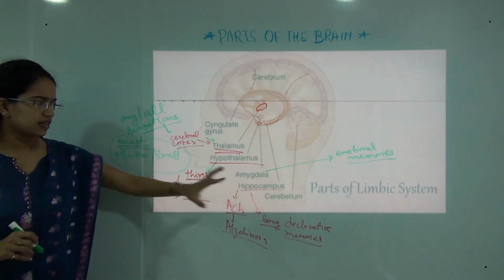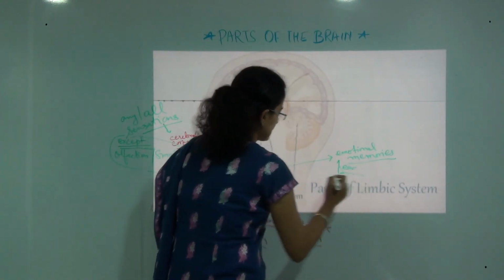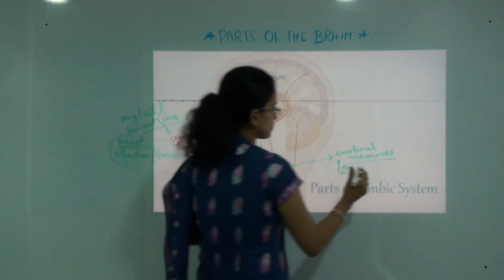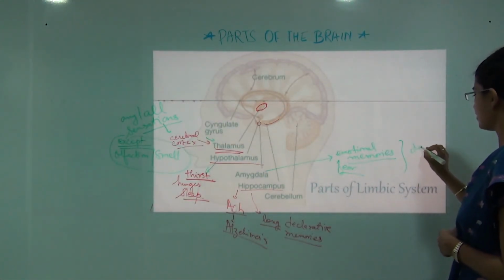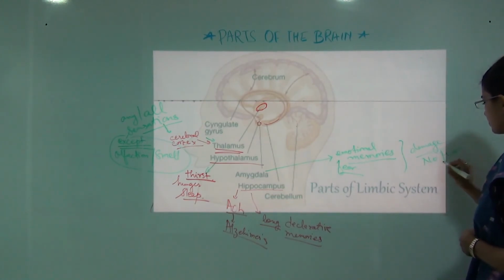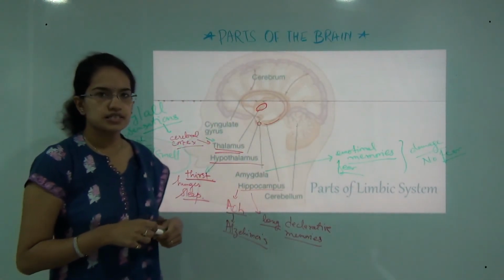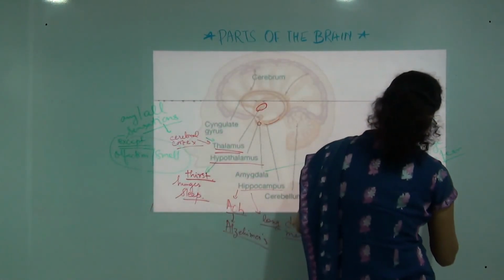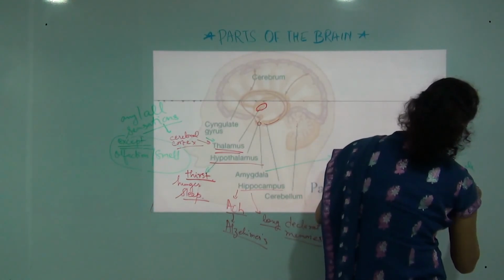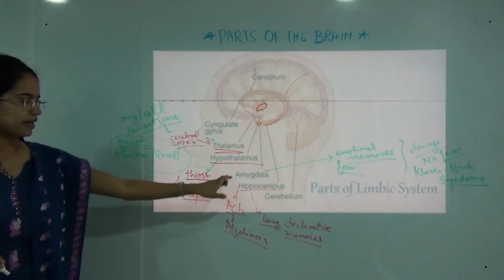The amygdala is basically an organ that tries to induce fear. So if there is any damage to the amygdala, there would be no fear response. This no fear response is known as Klüver-Bucy syndrome. So that is what the amygdala is about.